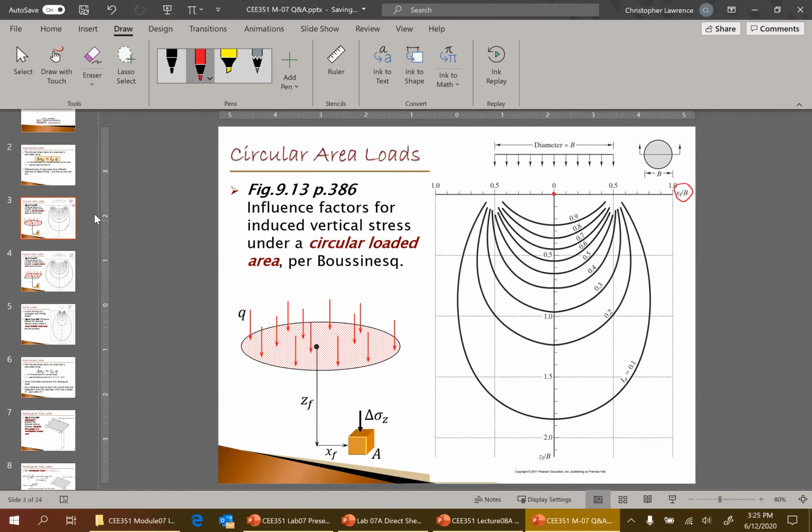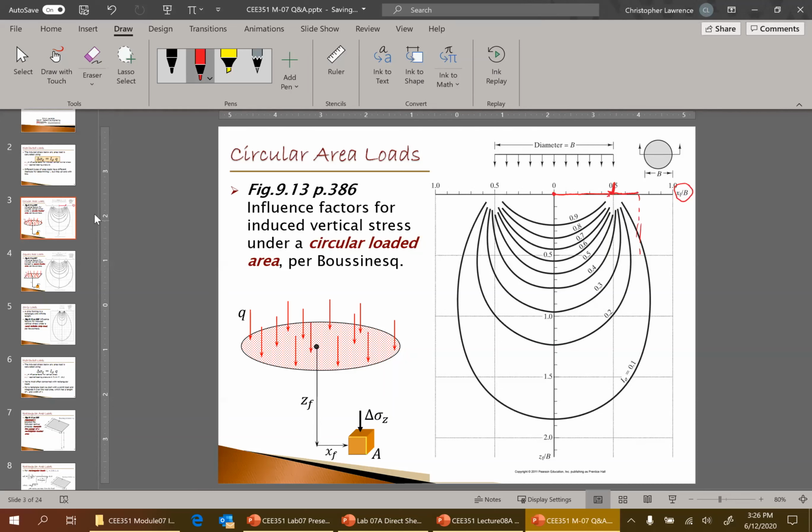X is the distance from center line of the load. And when we reach the very edge of the circle, that's one radius. If x equals a radius, that's half of the diameter. So that's where we get this x over b equals 1/2. That's the edge of the circle, but there's still an influence outside of the footprint of the circle.